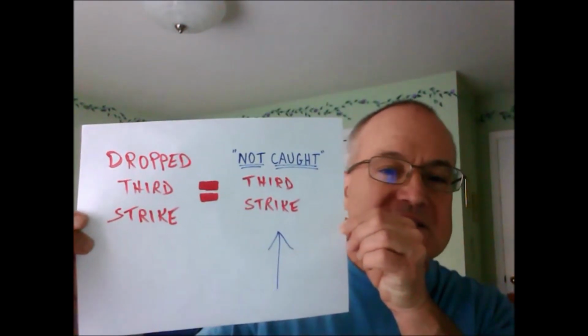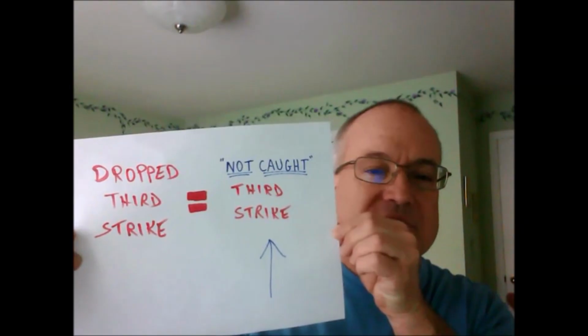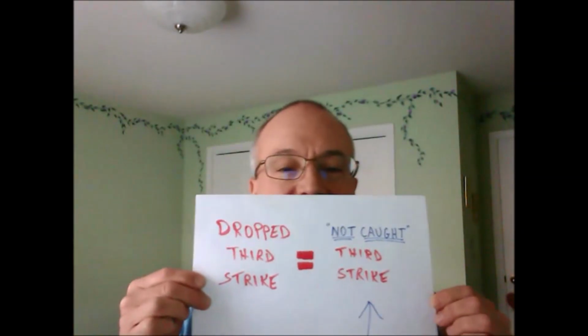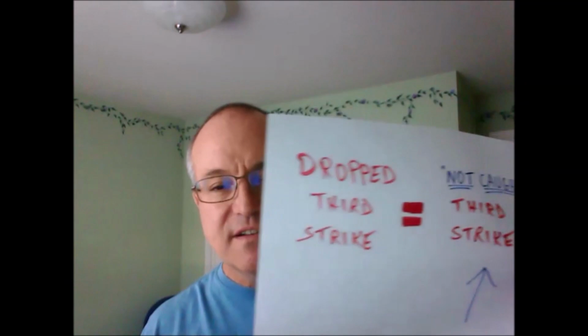It really means, yes, the ball can be dropped, but it could also bounce on the way to home plate. It could fly over the catcher's head. It could be a lot of things. So the easiest way to remember it is a drop third strike is the same as a not caught third strike. I think it actually makes more sense to remember it as being not caught, because dropped is just one of the ways it can be not caught. If it doesn't fly into the catcher's mitt on the fly when it's a third strike, then it's a drop third strike.